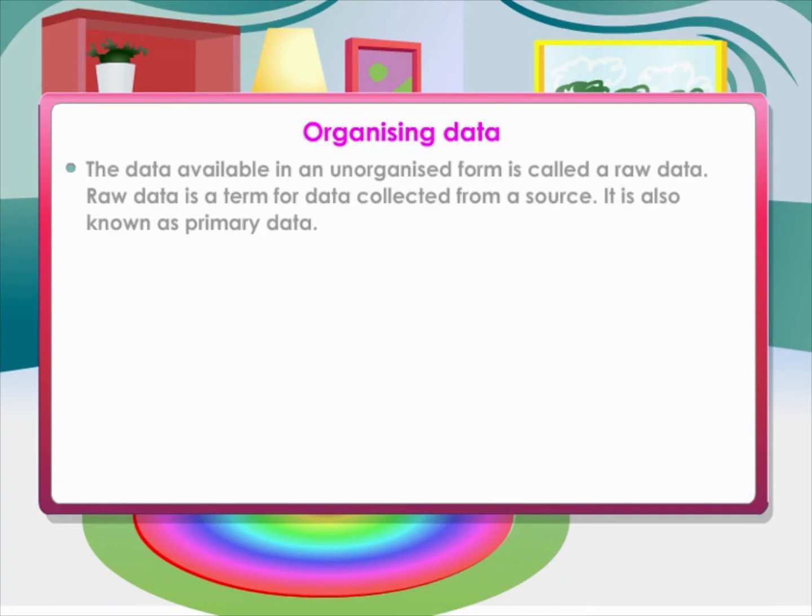Organizing data. The data available in unorganized form is called raw data. Raw data is a term for data collected from a source. It's also known as the primary data. The information displayed here has been collected but not formatted or analyzed. Raw data often is collected in a database where it can be organized systematically.